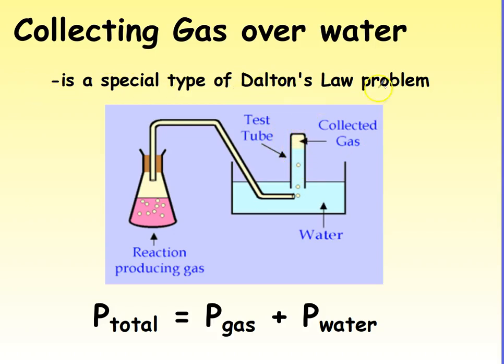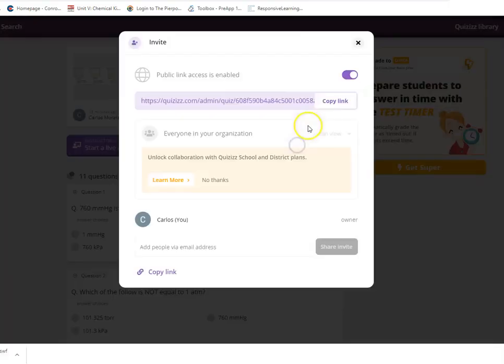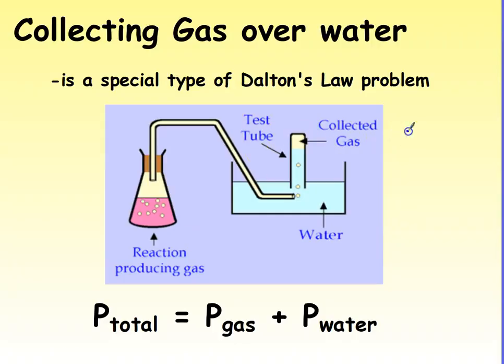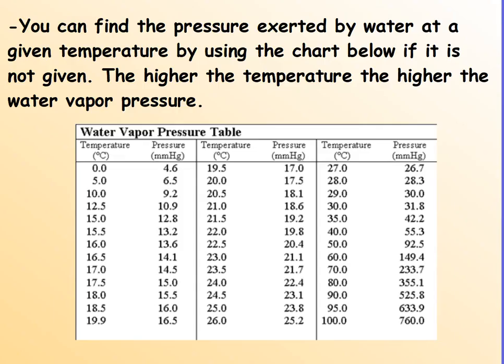So it's a special type of Dalton's law. It's kind of like the same thing where I have the total pressure, but there's only two things that have a pressure. The gas molecules that are inside there, and the pressure of the water that's pushing up against the gas. Both of those things are exerting a type of pressure.